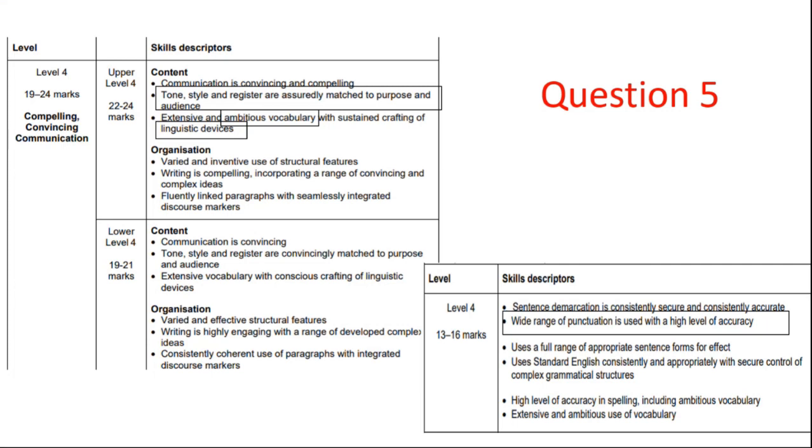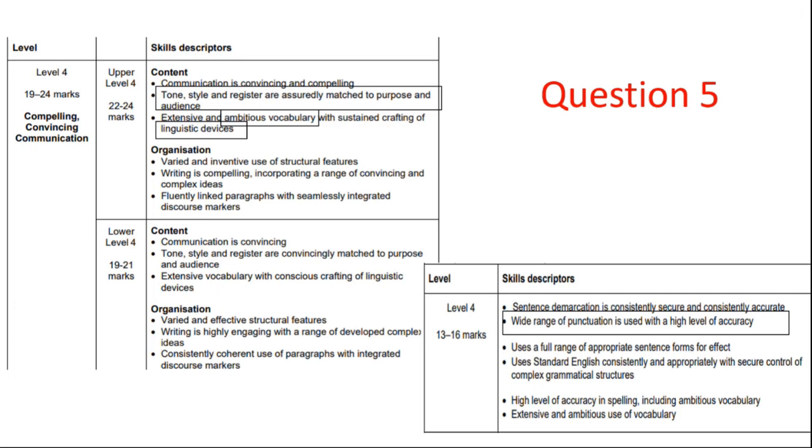I've marked the most important criteria that will make your writing stand out. For the first one, register means the correct way of writing, i.e., have you set it out like an article or a leaflet like you were asked to? Matched to the audience means have you been formal if it's addressed to a head teacher, or more light-hearted if it's addressed to other students?